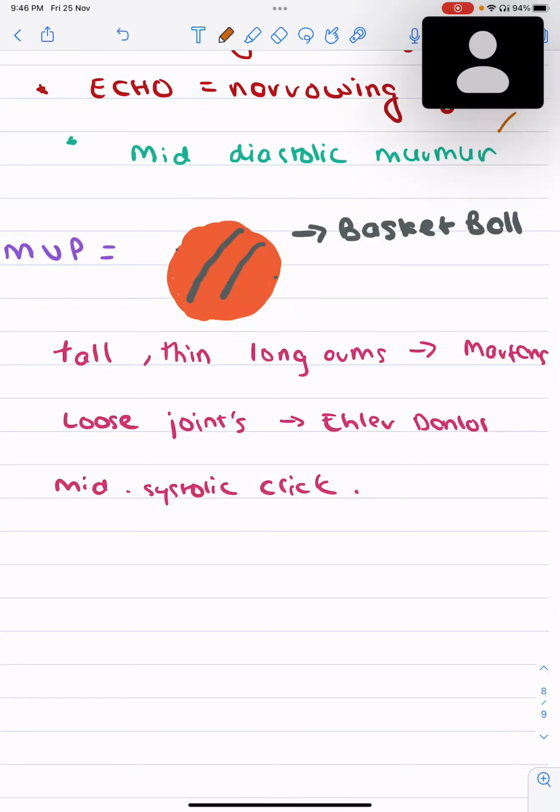Basically, they're going to tell you there's a person with tall, thin arms or maybe loose joints, a flexible person, telling you about Ehlers-Danlos. So there's a mid-systolic click. You can just remember it more or less with the basketball mnemonic.